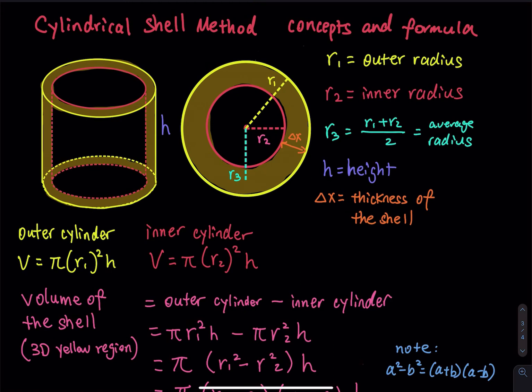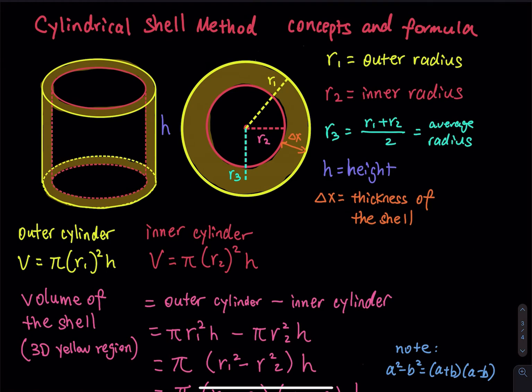So we have volume equals pi r squared times h. Of course, we have one for the outer and one for the inner, the red and the yellow. And then to find the volume of the shell, which is the three-dimensional yellow region, we will be using the outer minus the inner cylinder.